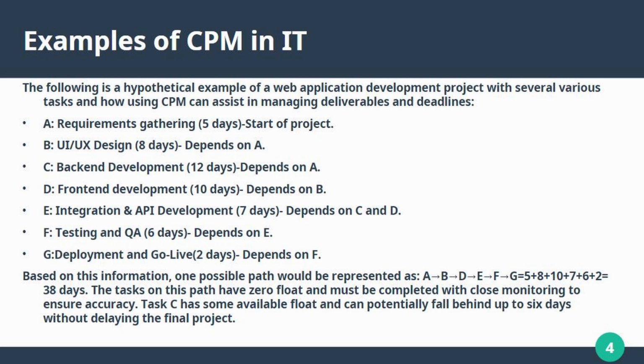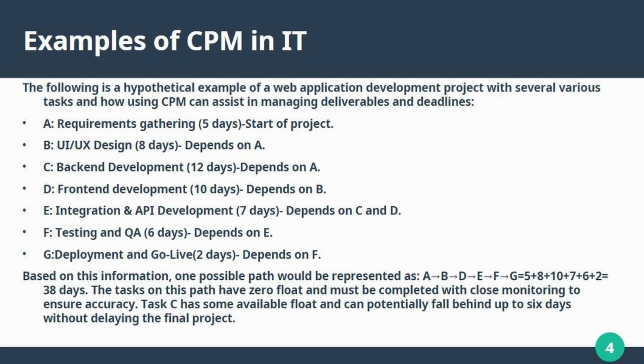As you can see, A through G each represent a task that must be completed in order to complete the project in its entirety. And as you can see, going down the list here, B depends on A, C depends on A, etc. So this will help to demonstrate the float or lack of float.